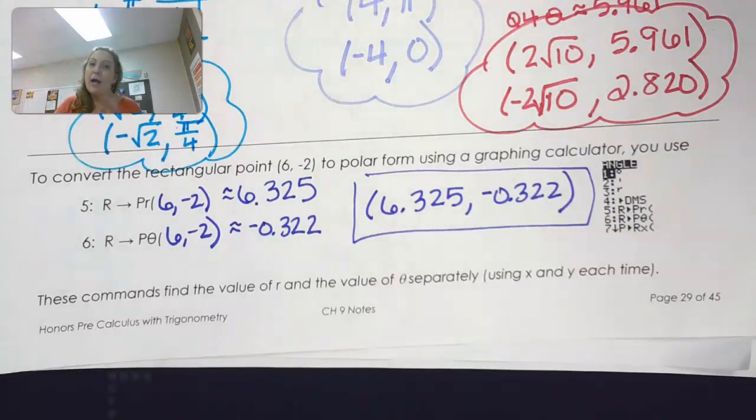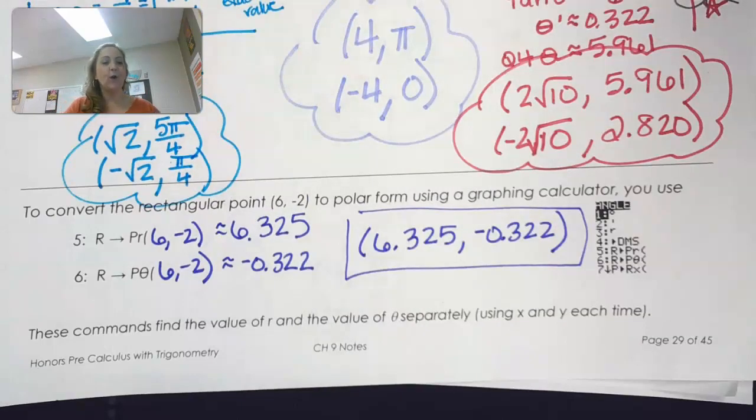All right, I wouldn't count on the calculator though. I think it's almost easier by hand, don't you think? But anyway, that's a little bit about polar coordinates.